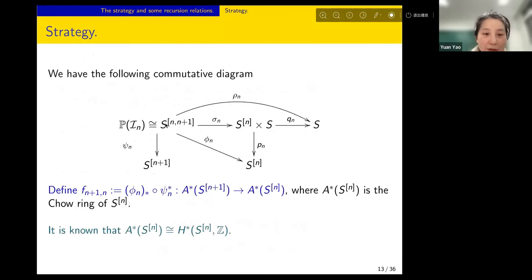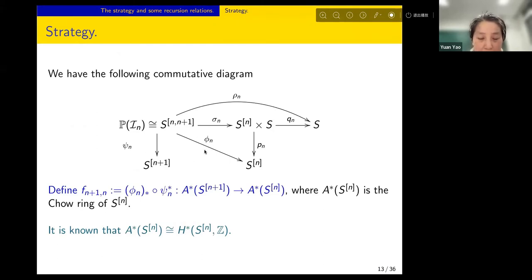So now you have this incidence variety here, right? And then, okay, it's birational to this Sn times S. Now we define this morphism: you pull back with this psi n to this incidence variety, and then you push forward with this phi n.